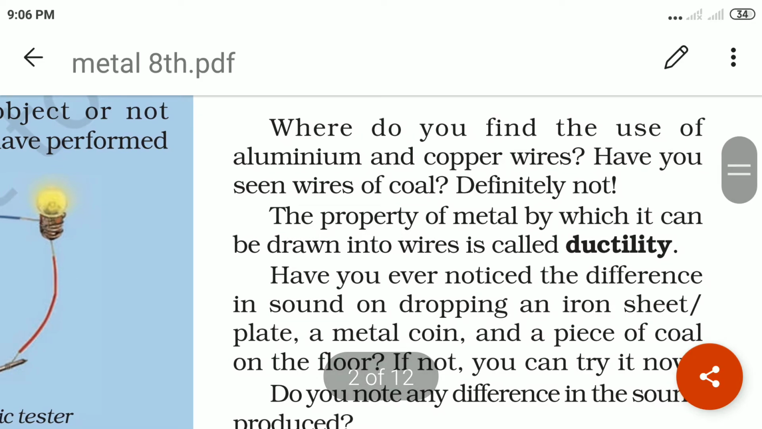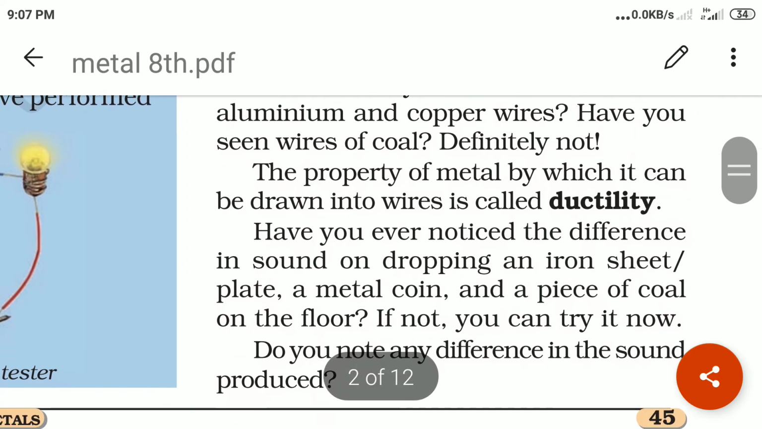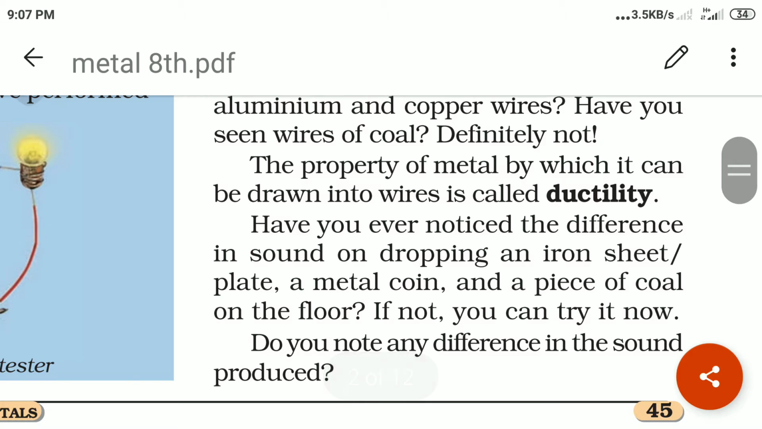Where do you find the use of aluminum and copper wire? Have you seen a wire of coal? Definitely not. We do not see wire made of coal. The property of metals by which they can be drawn into a wire is called ductility. From the nails, from aluminium, we make a wire, and that property is called ductility.